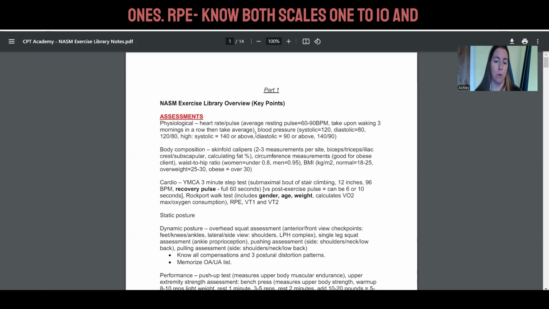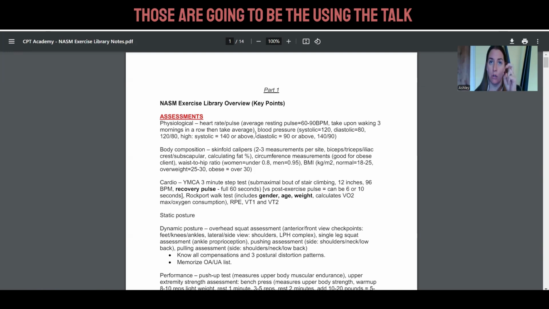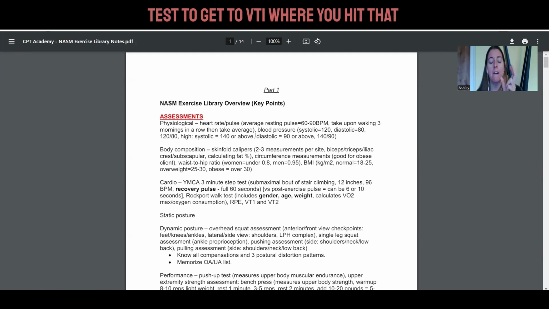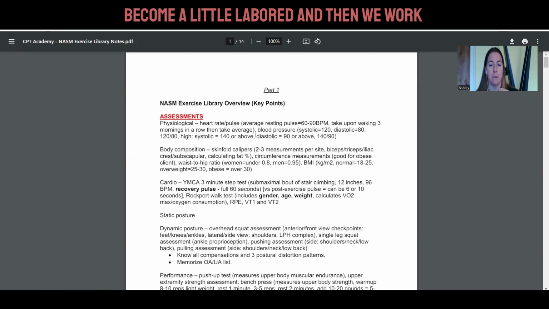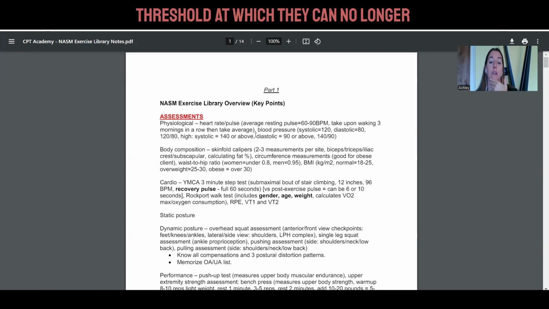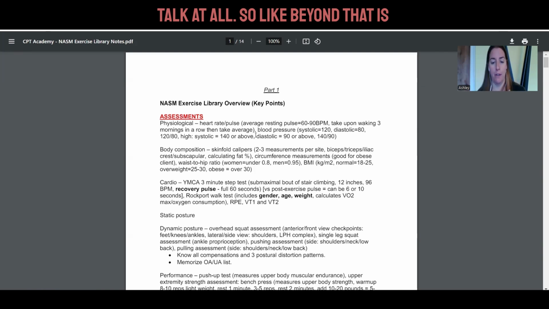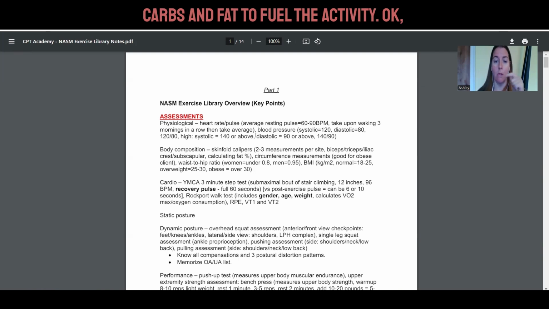RPE, know both scales, 1 to 10 and the Borg scale. VT1 and VT2 tests, review the techniques for those. Remember, those use the talk test to get to VT1, where you hit that threshold when they are at an intensity level that their breathing starts to become a little labored. Then we work all the way up to VT2, the threshold at which they can no longer talk at all. Beyond that is going to be sprinting. At VT1, there is equal use of carbs and fat to fuel the activity.